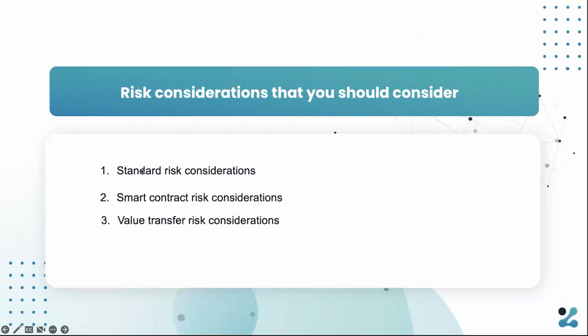Now, 1, 2, 3 are standard risks, smart contract risks, value transfer risks. Blockchain is all about value transfer. This is how I see it. There was this question in the very beginning about how I see stock exchanges. I say value transfer, that's it, nothing else.